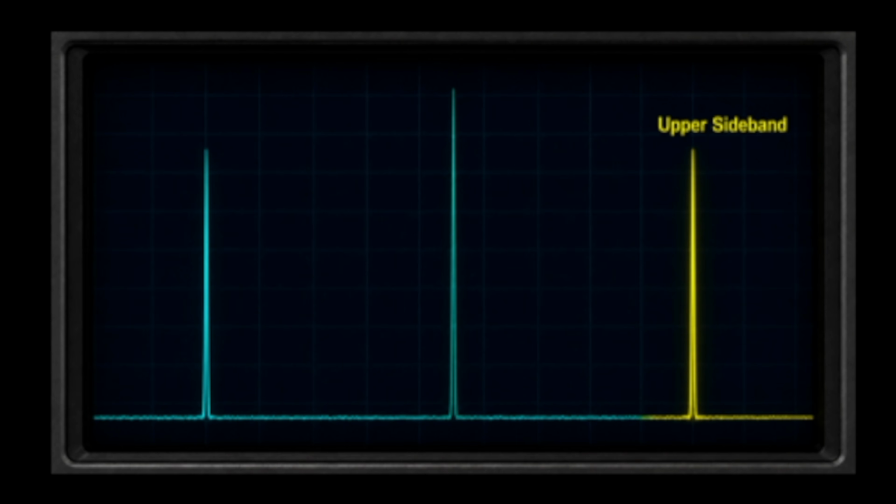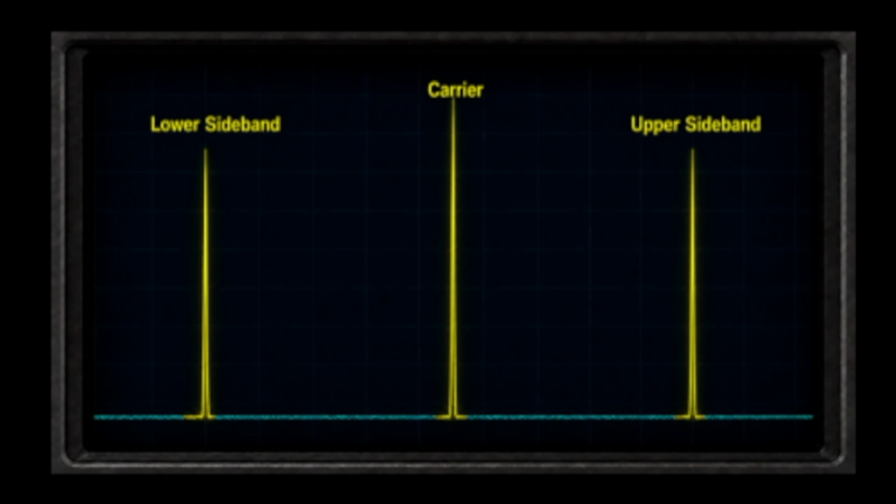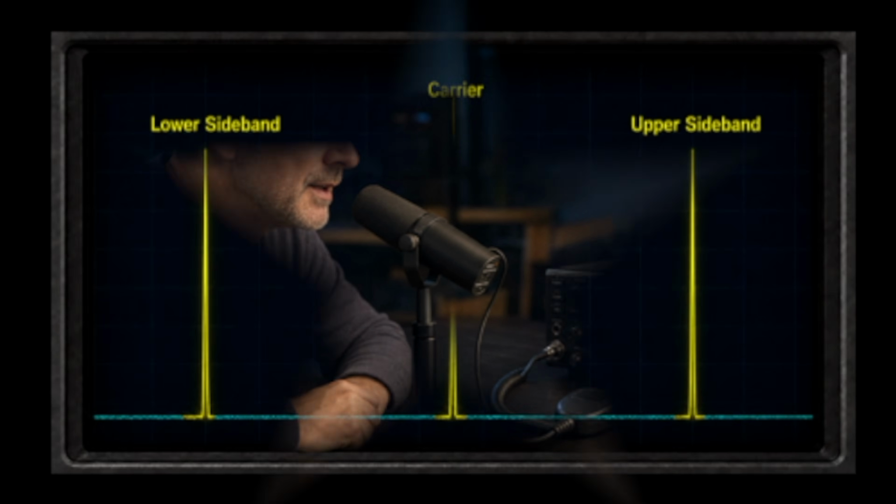These newly created frequencies have names. The frequency above the carrier is called the upper sideband. The frequency below the carrier is called the lower sideband. Together, the carrier, the upper sideband, and the lower sideband form a conventional AM signal, but we've only used a single audio tone. But there is one important difference.